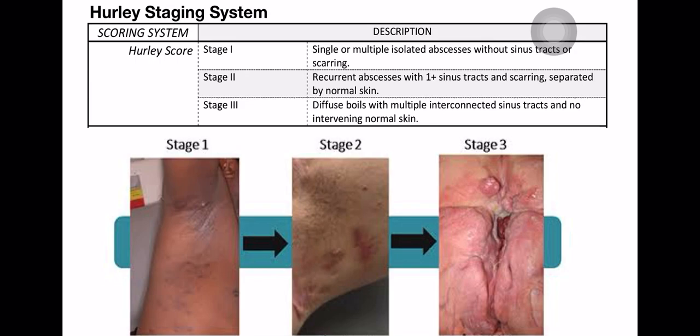This is a three-stage classification of disease severity designed to help select treatment. Unfortunately, it fails to assess disease activity or treatment response. For stage 1, the description would be single or multiple isolated abscesses without sinus tracts or scarring. Stage 2 is defined as recurrent abscesses with one or more sinus tracts and scarring separated by normal skin, while stage 3 is defined by the presence of diffuse boils with multiple interconnected sinus tracts and no intervening normal skin.